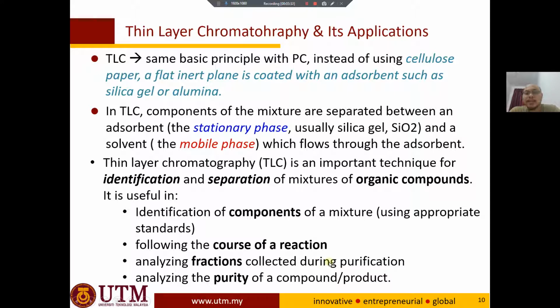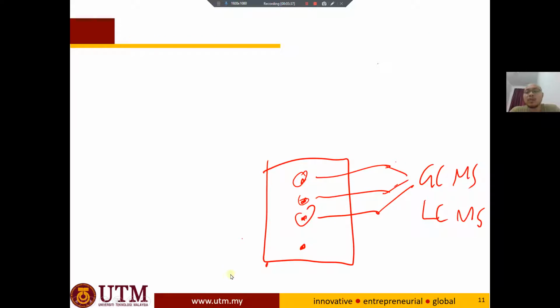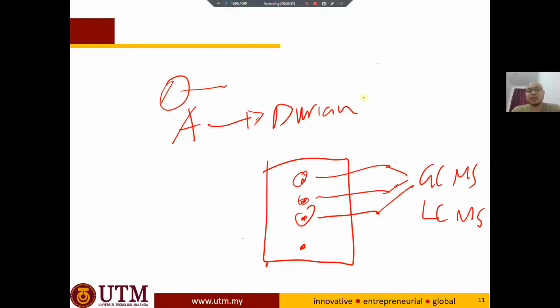TLC can be utilized. Okay, and then of course the last one, to analyze the purity of the compound. For example, you would like to extract only compound A from durian. So you claim that only your method is able to extract only compound A. The other impurities will not be extracted using your method. So that is your claim. So how to actually support your claim?